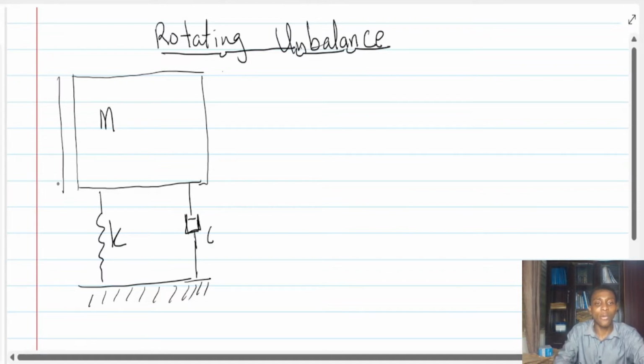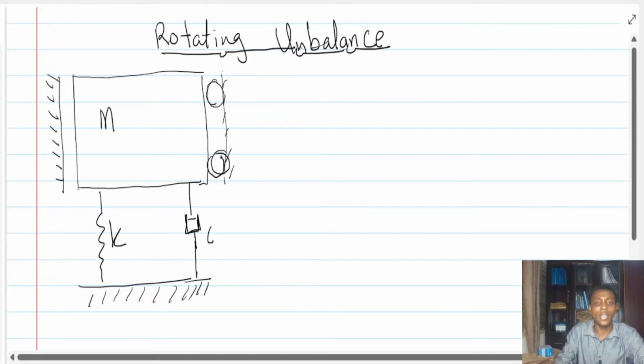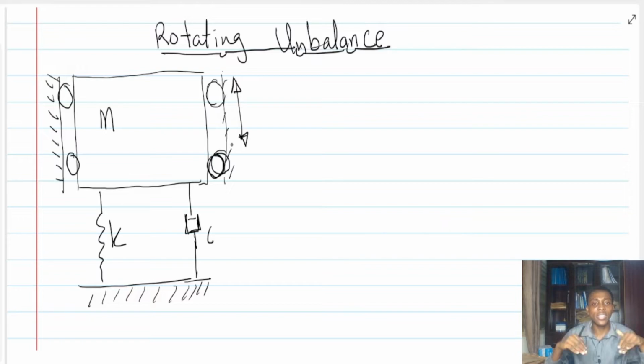Let's assume that I want to constrain this such that there are rollers, all right? So let's say that there are rollers right here. And these rollers are such that the vertical motion of the mass is only permissible. So the mass can only vibrate in this direction. It cannot go this way because of the rollers. Now, what happens is that for this system, it's going to actually vibrate, okay?